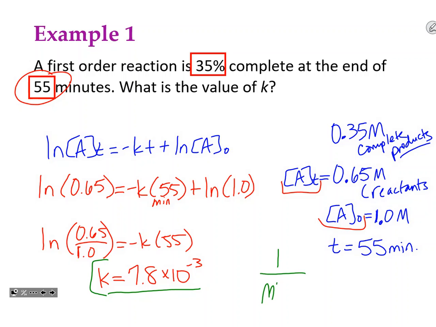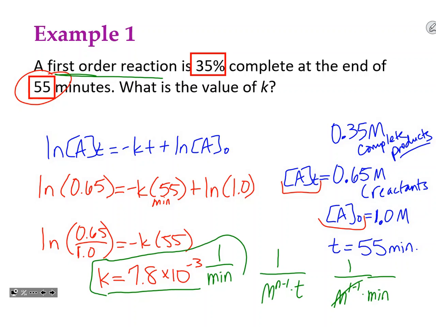1 over m to the n minus 1 times the time. Well, what type of reaction is this? It's a first order. So this is going to be 1 over m to the 1 minus 1 times the minutes. So really, m to the 0 power is gone. So this ends up being 1 over minutes for our rate constant. And you should notice that for a first order reactant, it's always just going to be 1 over the time because the molars are going to cancel.